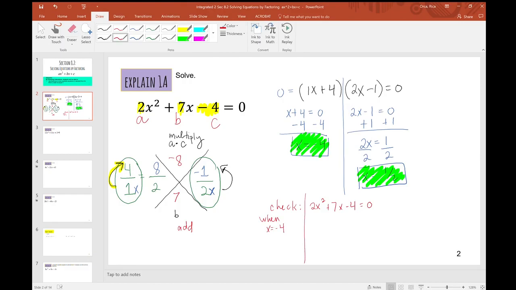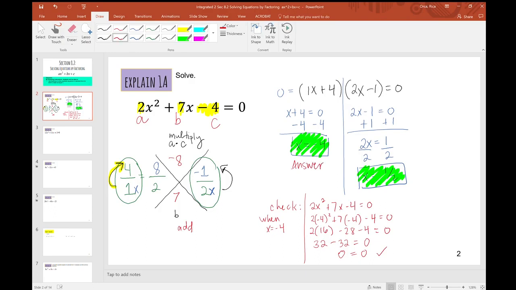So when x equals negative 4, we have 2 times negative 4 squared plus 7 times negative 4 minus 4 equals 0. Negative 4 squared is 16. 7 times negative 4 is negative 28 minus 4 equals 0. 32 minus 28 minus 4, that's going to give us negative 32 equals 0. And 32 minus 32 is 0. 0 equals 0. So notice how this checks, which means that x equals negative 4 is a solution.